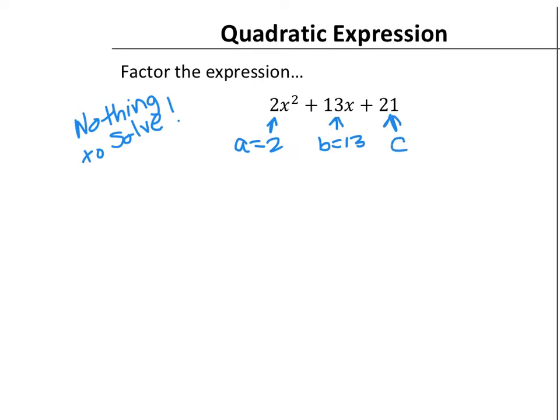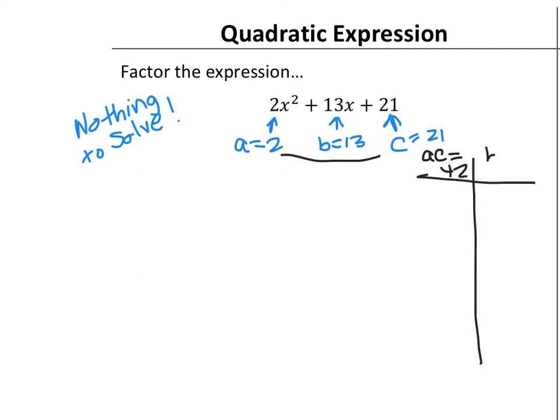And I like to make myself a little table. I know some of you might have been taught to use some kind of X. I don't recommend that, so I'm going to show you what I do. A equals 2, C equals 21. The first thing we're going to do is find out what the product is of A and C. C equals 21. All right, so 2 times 21 is 42.